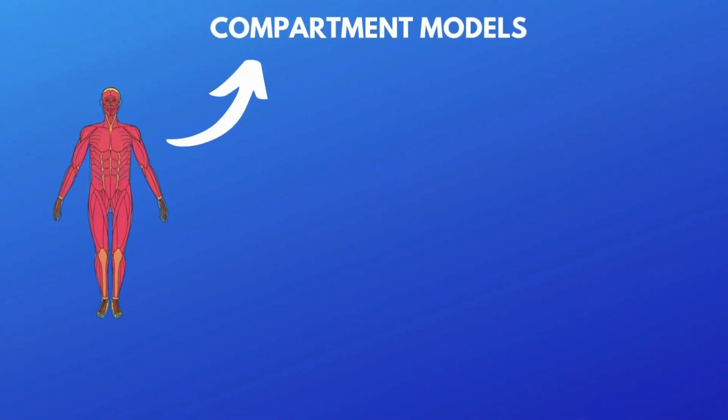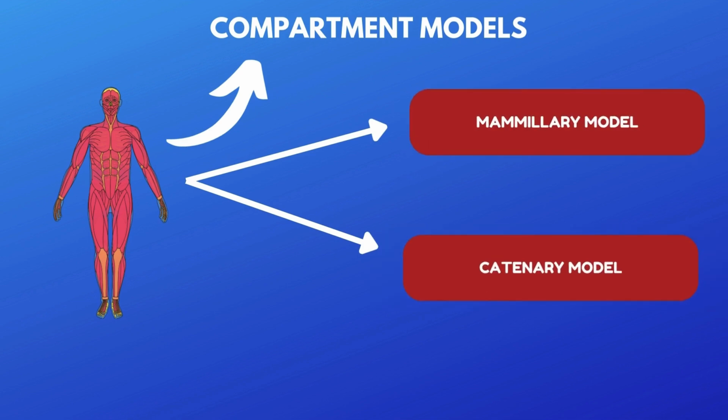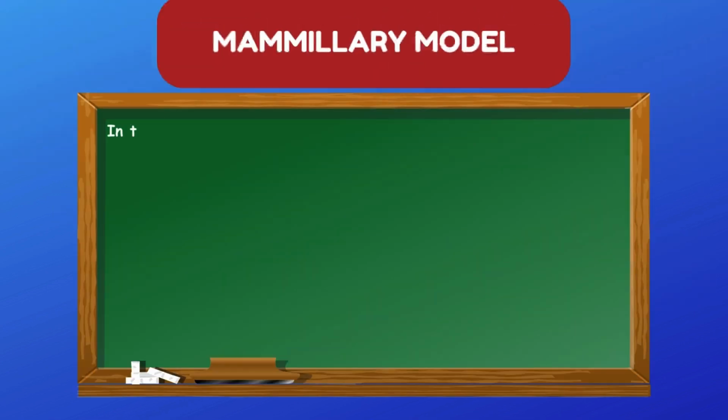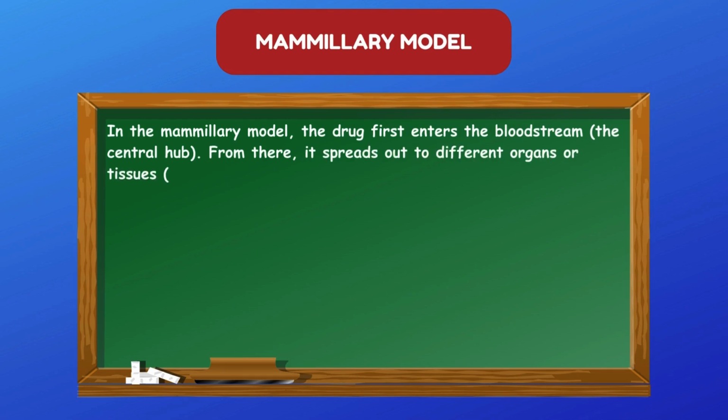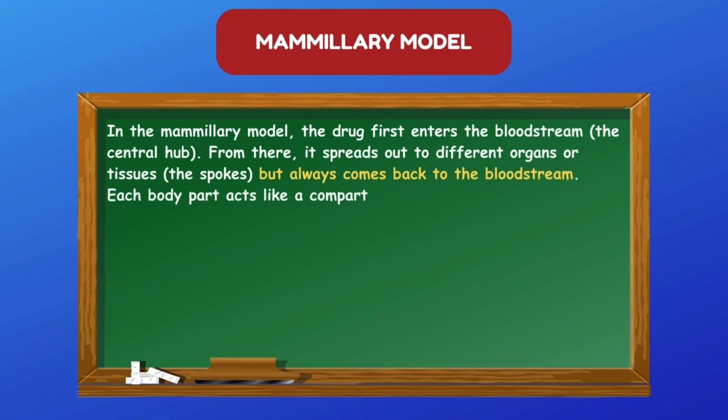Again, compartment models are classified based on structure into two types: mammillary model and catenary model. Don't get confused. The previous classification of compartment models is based on how many compartments, like the number of compartments used. This classification is based on structure, like how they are connected. Now let's look at the mammillary model. In the mammillary model, the drug first enters the bloodstream, the central hub. From there, it spreads out to different organs or tissues, the spokes, but always comes back to the bloodstream. Each body part acts like a compartment connected directly to the bloodstream.